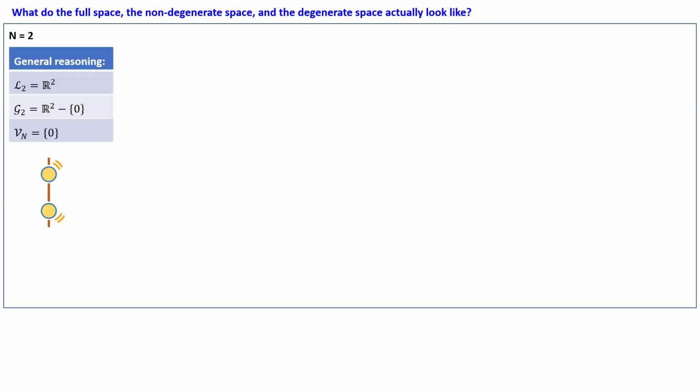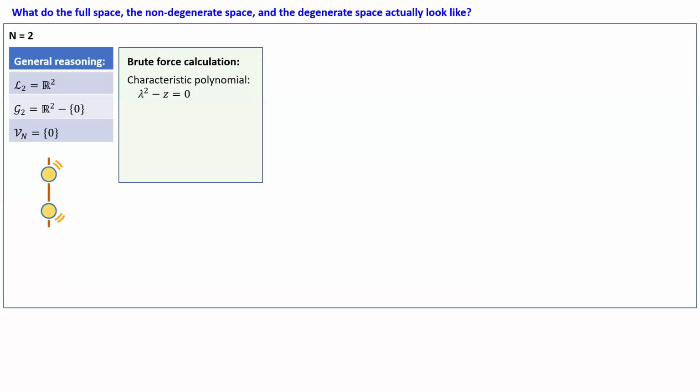So the only thing I have at my disposal is some brute force calculation. And it's not going to be that. But I'm going to show you this. Okay, so what did the full space, the non-degenerate space within it, and the degenerate space actually look like? I apologize for this notation, but this means the full space. If you have two oscillators, you only have two control parameters. And I'm going to show you that the degeneracy is only a single point. And so the non-degenerate space is the entire plane minus that point.